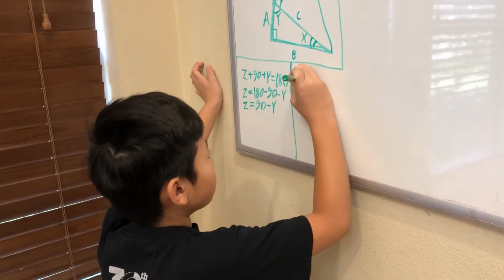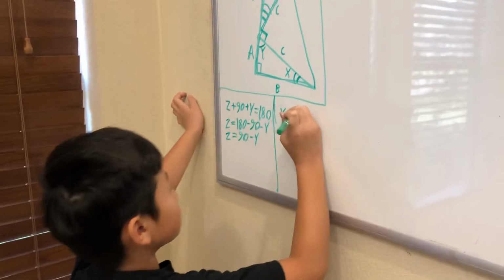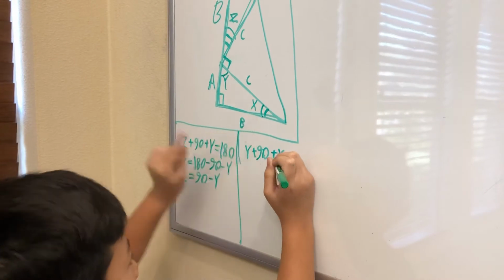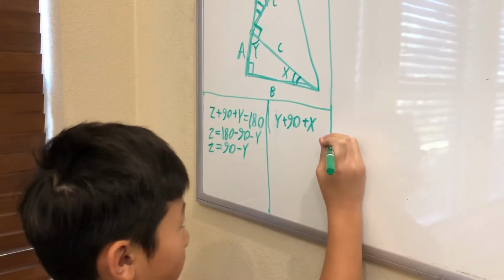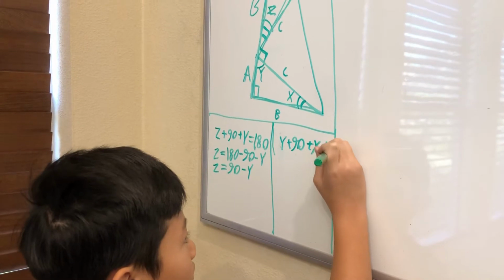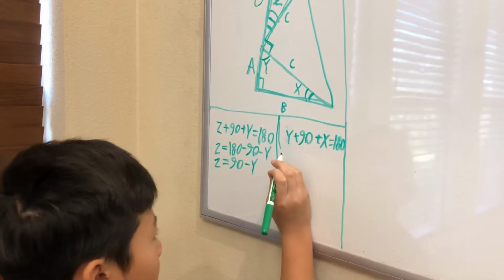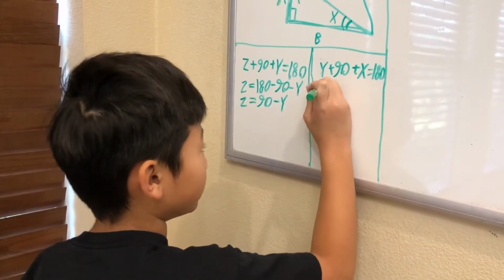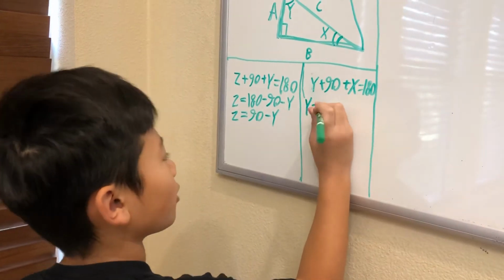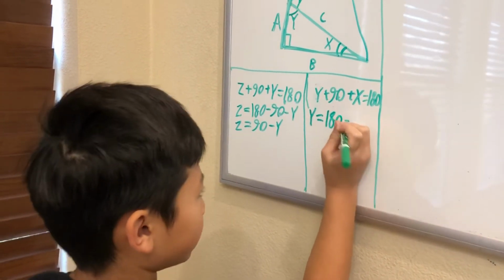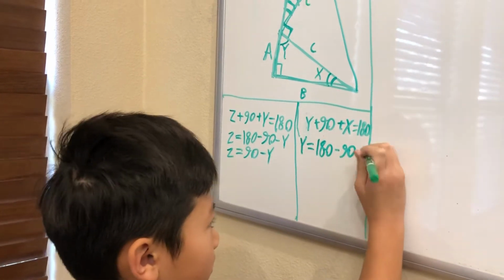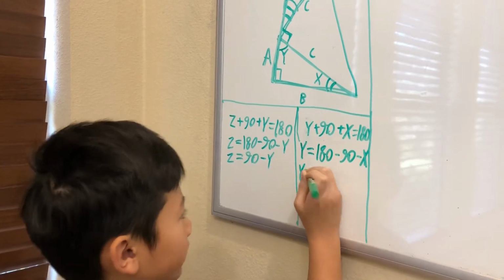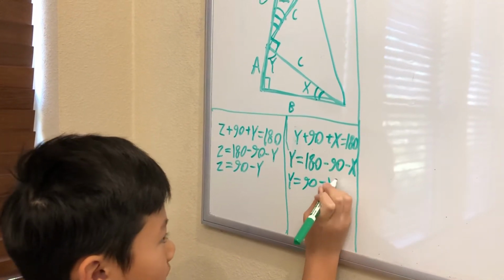And now we're going to do this. Y plus 90, another right angle here, not that one, plus X. There. See? Now equals 180. And now we have to put every Y, now we have to put 90 and X on the other side of the equal sign. So then it becomes Y is equivalent to 180 minus 90 minus X. Inverse operations. Then we could drop the 180 again. Now it's 90 minus X.